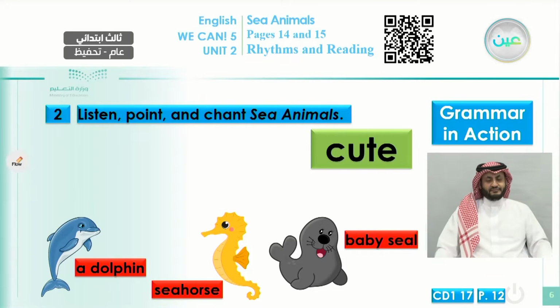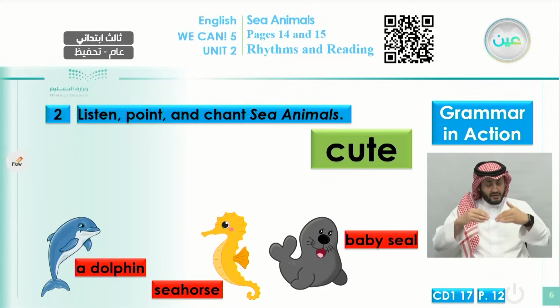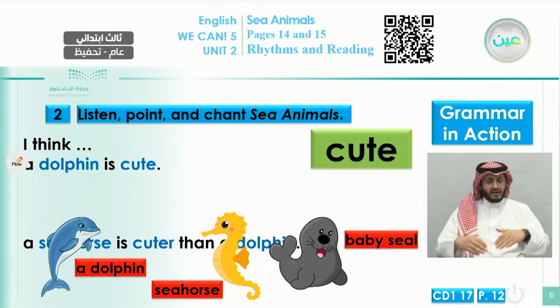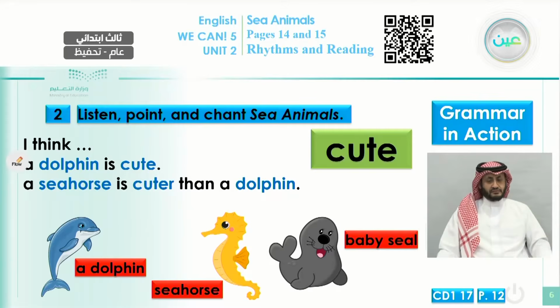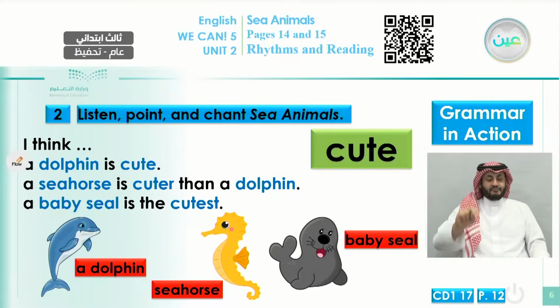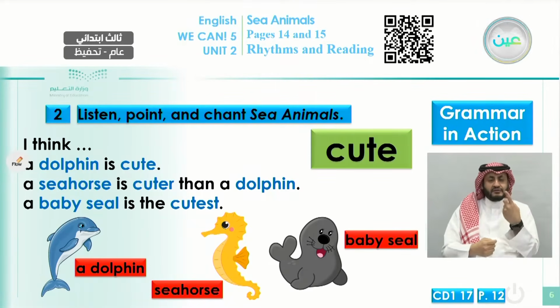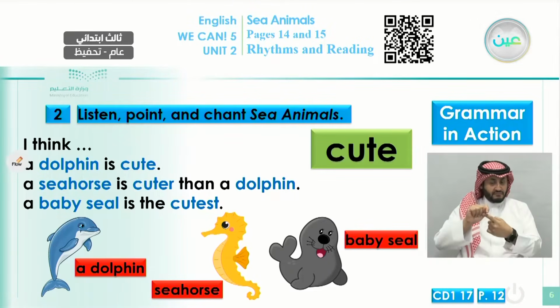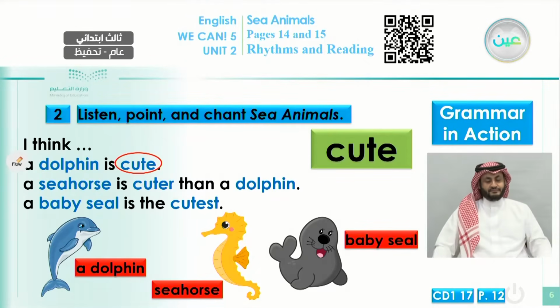Okay, which one is cute? Maybe all of them are cute, but they have different degrees of cuteness, as you can see here. You can introduce your opinion by saying I think a dolphin is cute. Okay, and also you can say I think seahorse is cuter than a dolphin. Okay, what about a baby seal? If you think that it has a degree more than the seahorse and a dolphin, you can say a baby seal is the cutest. So here we are using the adjective cute.